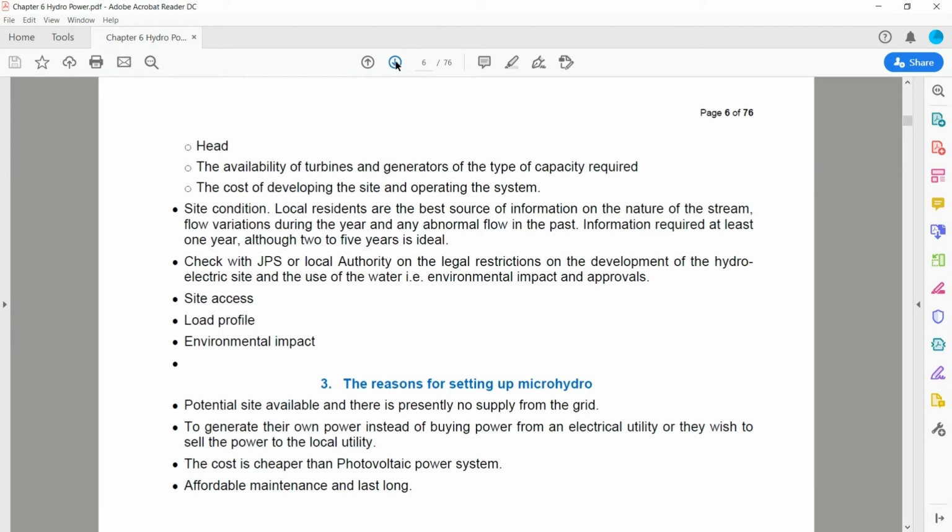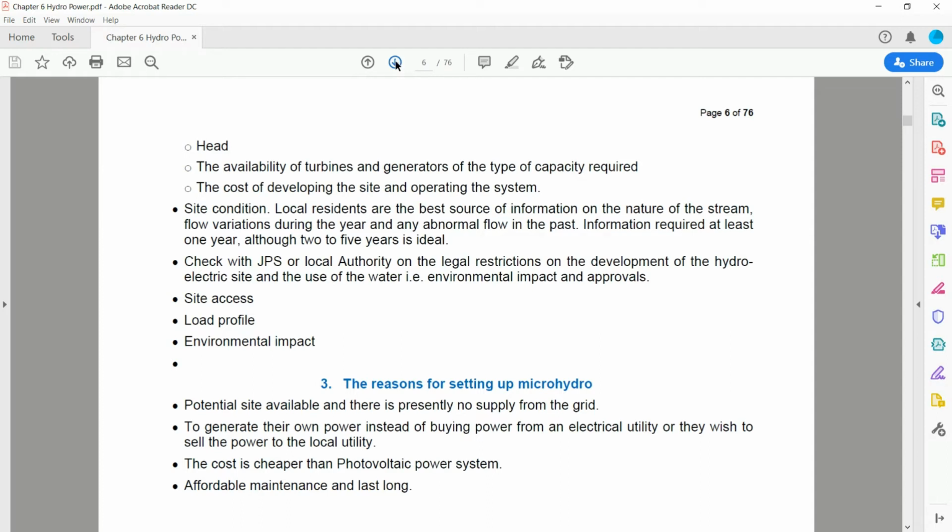And then the head, the availability of turbines and generators of the type of capacity required, the cost of developing the site and operating the system. So site condition is also important. The local residents are the best source of information on the nature of the stream, flow variation during the year, and any abnormal flow in the past. Information required is at least 1 year, although 2 to 5 years is ideal.